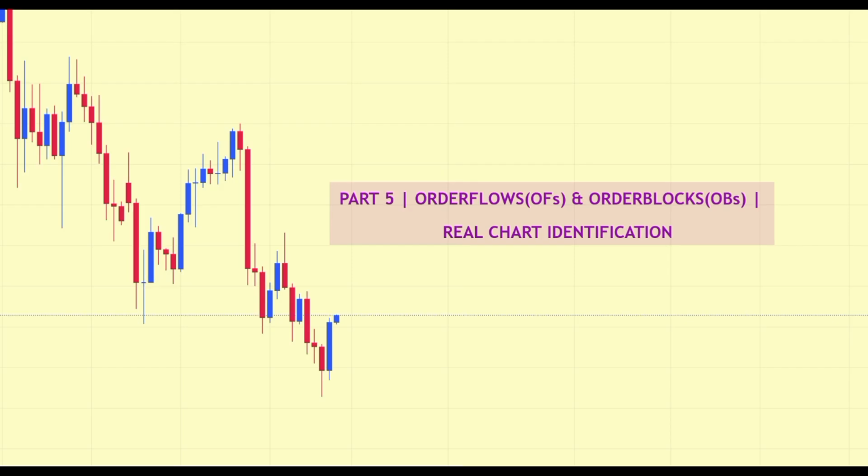This is part 5, Red Chart Identification of Order Flows and Order Blocks. In part 4, I covered the same, however using simple diagrammatic representation. That's why if you have not yet watched part 4, I will recommend you go back and watch part 4 before we continue. So without further ado, let's dive in.